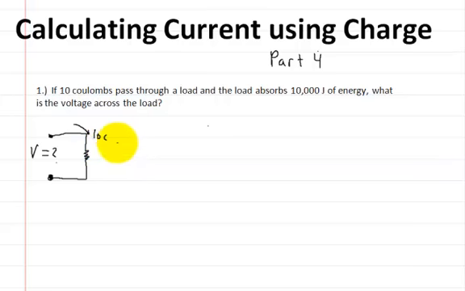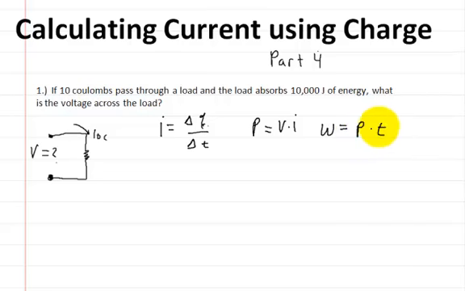Now we know that we have 10 coulombs constantly passing through it, so we want to know what the voltage is. So these are the equations that you're going to use. The current is equal to the change in charge divided by the change in time. You're also going to use power, which is equal to the voltage times the current. And we're going to use the formula for energy, which is the work, or the energy, is equal to the power multiplied by the time. So now let's get started.